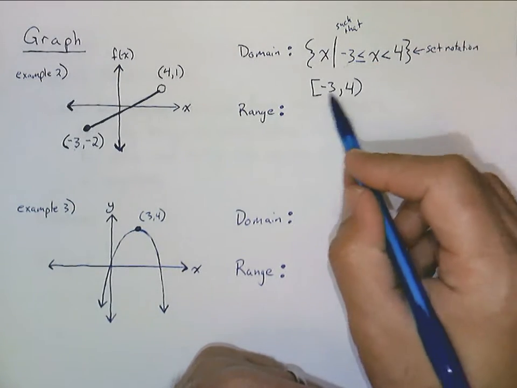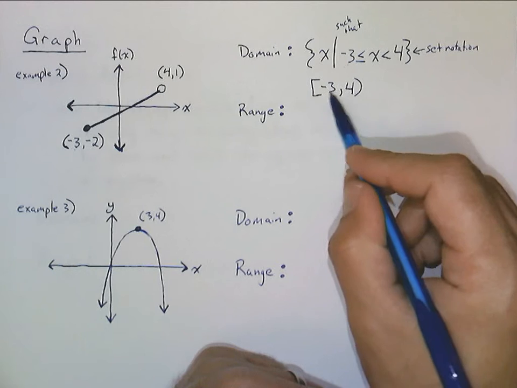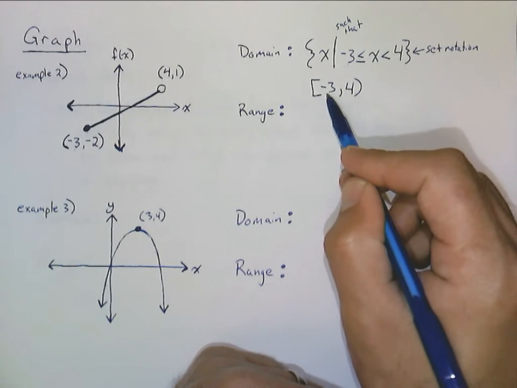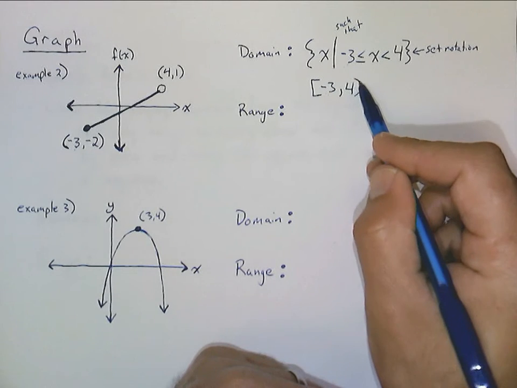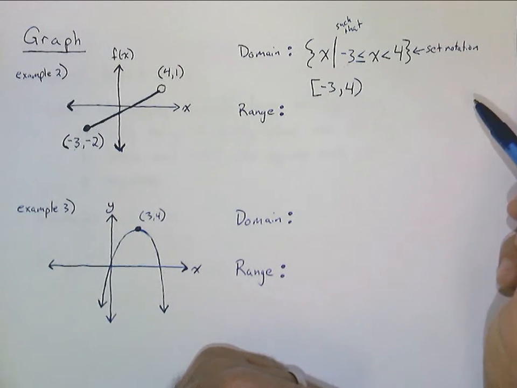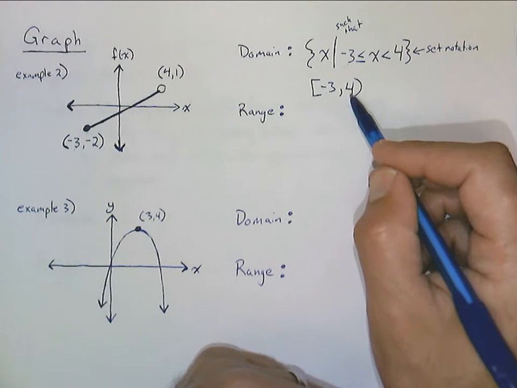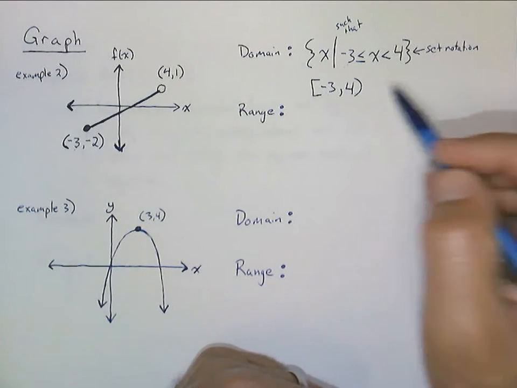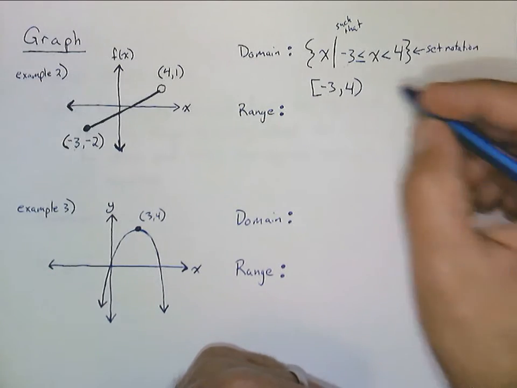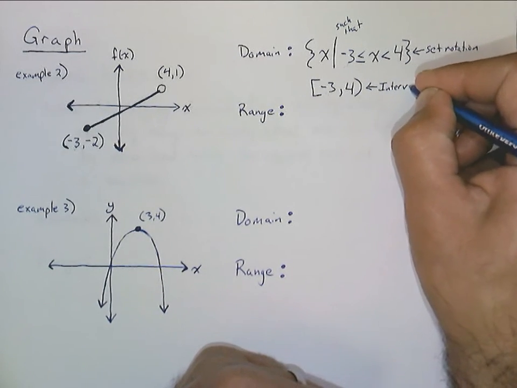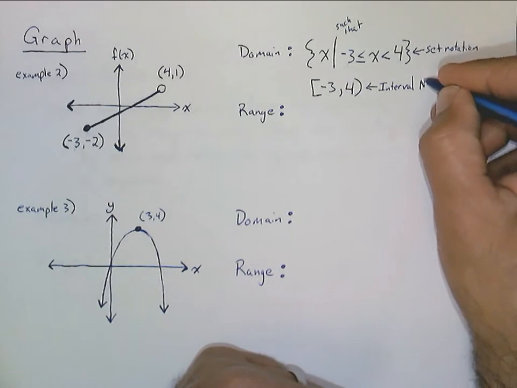So what this interval notation is saying is that we want all points in between -3 and 4. The bracket says we are including -3. The parentheses says we are not including the 4. But we can get all the way up to as close as we want to 4, but just not the exact point 4 itself. And this is what we call interval notation. We'll get some practice with this in class.